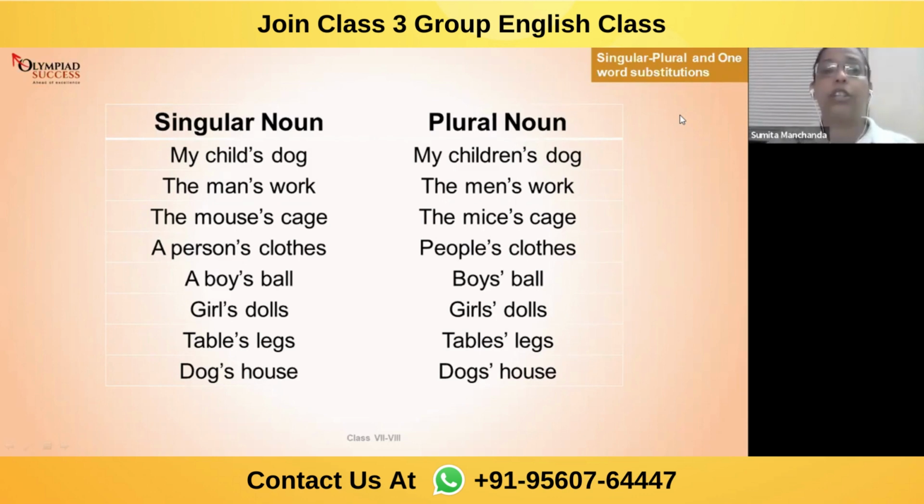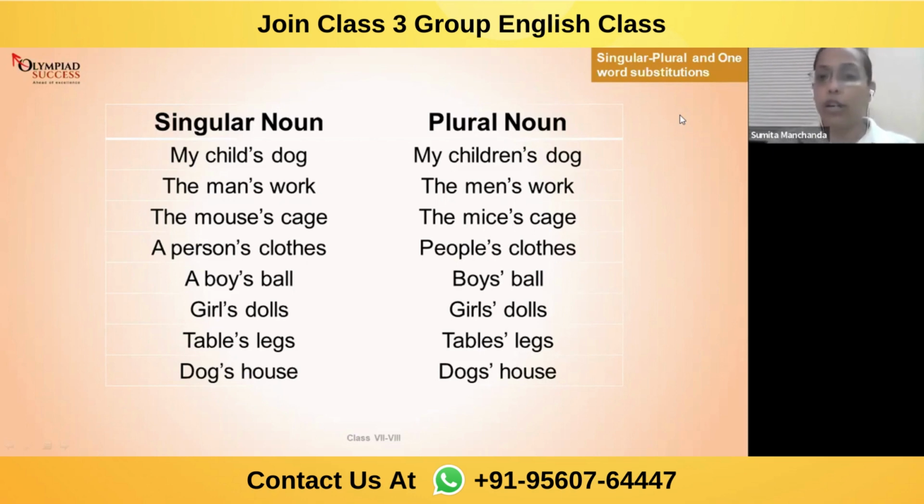Now look here, there is a change. A boy's ball. That ball belongs to that particular boy over there. And when I'm talking about boys' ball, I'm talking about many boys. So the difference between the two is that when I am talking about one child, singular, I may say boy's and there needs to be apostrophe S. But when I'm changing that sentence and talking about boys, that means many boys, the apostrophe needs to be after the S.